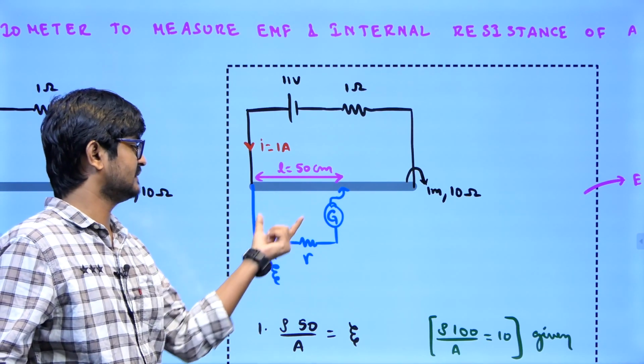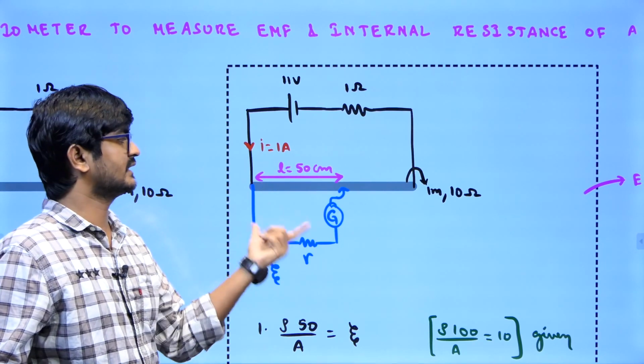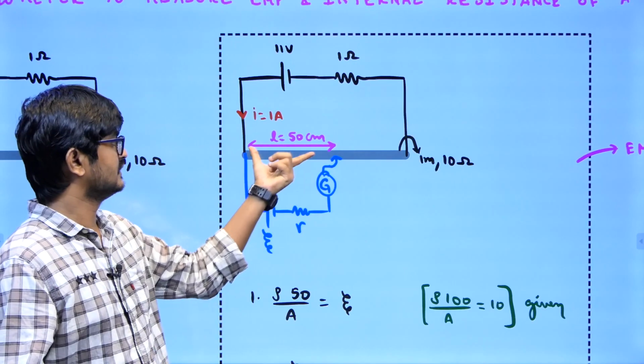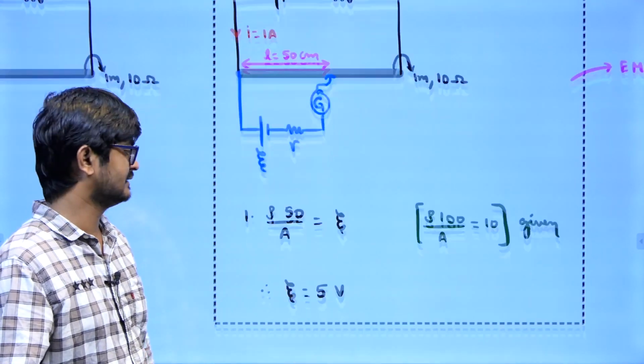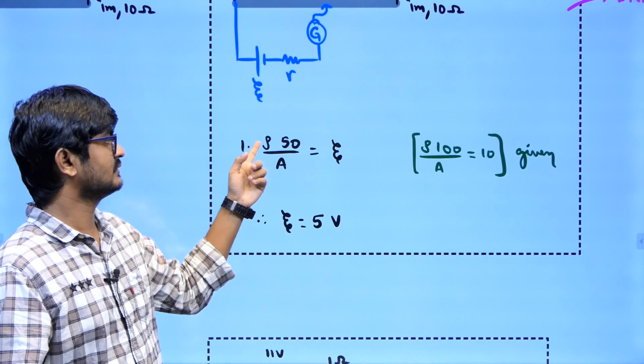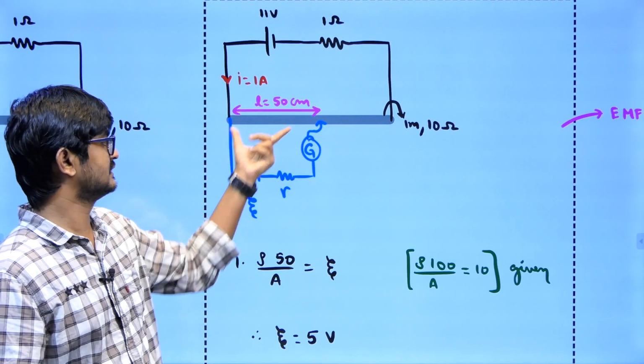So this potential difference will be the same as this potential difference. Now our aim is to find what this potential difference is. How can we find it? You know this length, so you can calculate the resistance and multiply it with the current. So current into resistance, rho into L by A, will give us this potential difference.